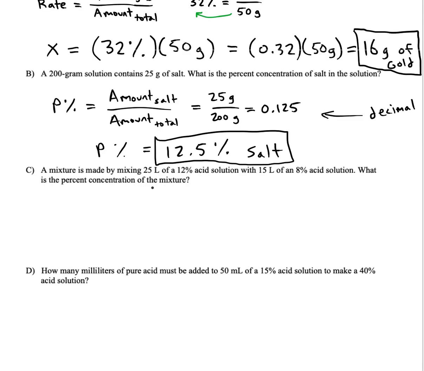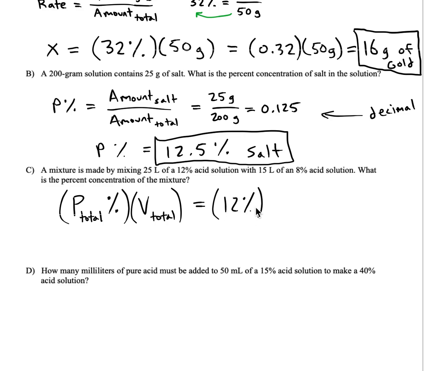This one says a mixture is made by mixing 25 liters of a 12% acid solution with 15 liters of an 8% acid solution. What would be the final percent concentration of this mixture? Alright, so let's set this up similar to the way we had set up some previous ones. We've got a total percent that we're trying to find, and that's like a rate. And then we want to multiply that by the total volume of the solution. On the right hand side of the equation, I'm going to put the 12% rate times its volume, and then we'll do the 8% times its volume. So it's going to be like a weighted average. Alright, we can eventually solve for P, percent.